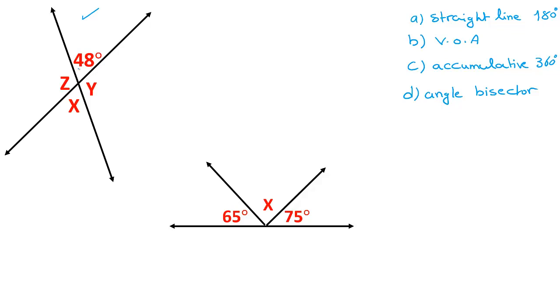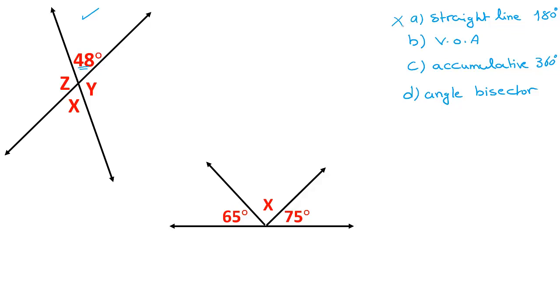I have here angle 48 degrees. And I want to find angle Z, X and Y. As you can see, let's go and ask ourselves, are those 4 angles on the same straight line? No, they are not on the same straight line.